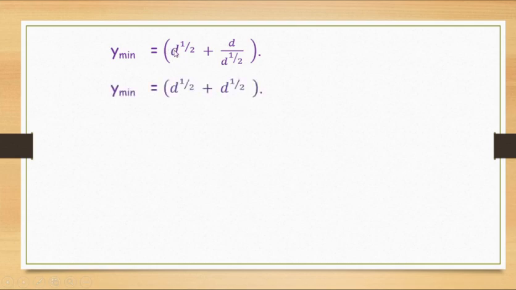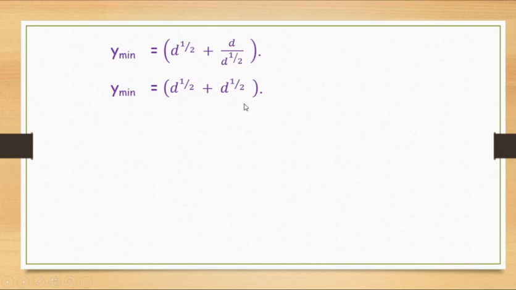d raised to half, first d raised to half as it is, plus d divided by d raised to half means d raised to half, as we know one result: a raised to m divided by a raised to n is equal to a raised to m minus n. Here d raised to 1, here d raised to half, therefore it is d raised to 1 minus half. 1 minus half is half. Hence d raised to half plus d raised to half.